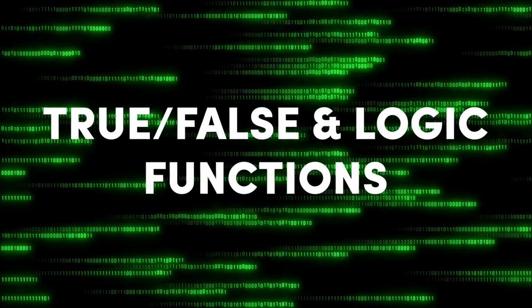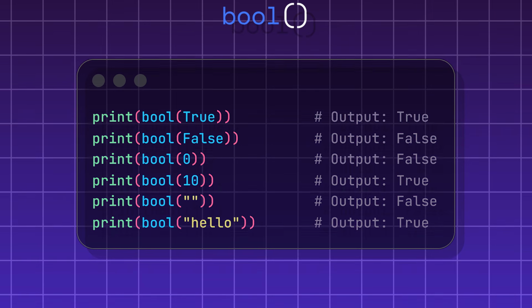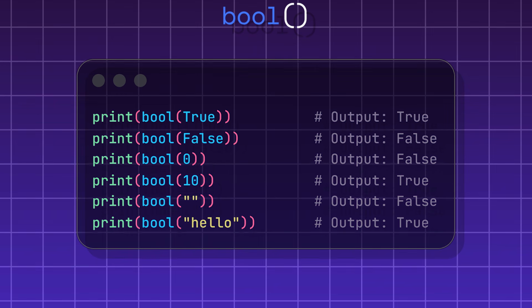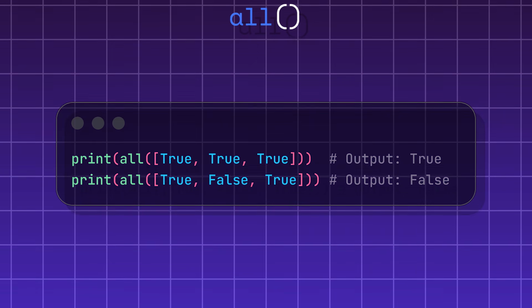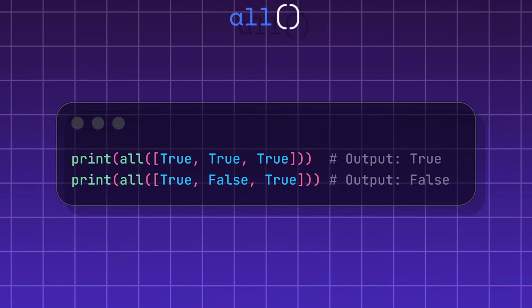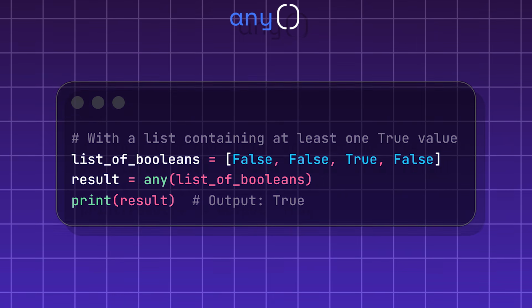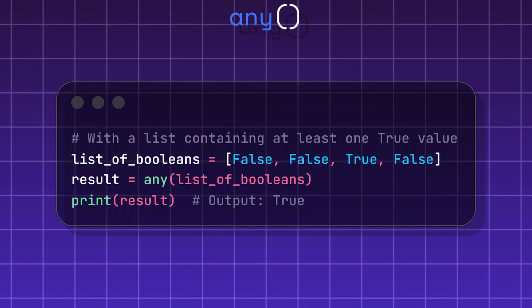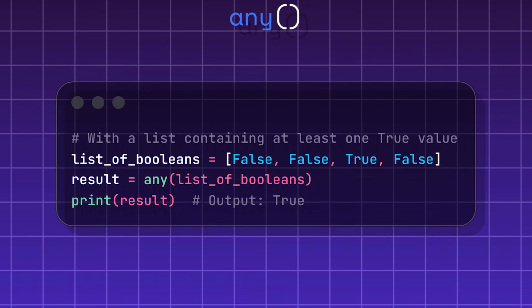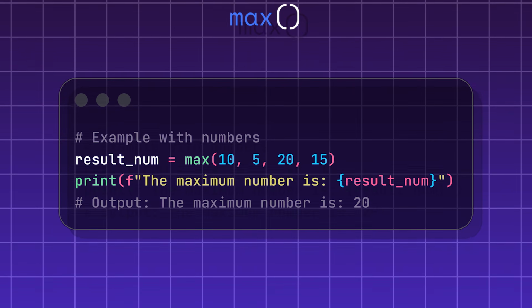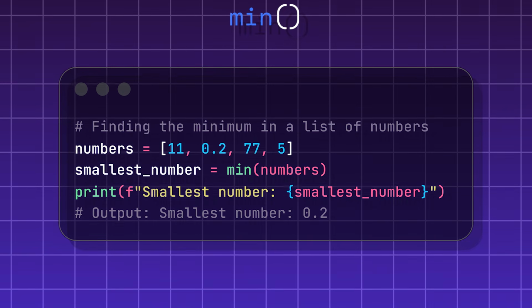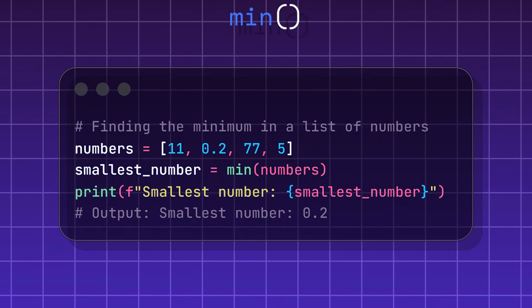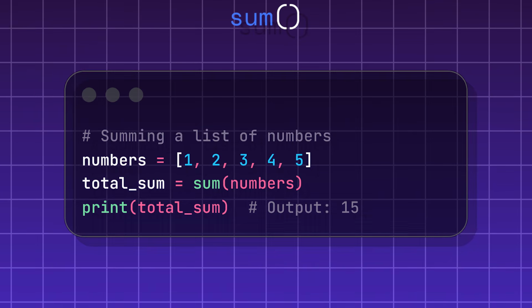True, false, and logic functions. Bool converts to true or false. It's named after the Boolean data type. All returns true if all the items in a list, tuple, set, or dictionary are true. Any returns true if any item in a list, tuple, set, or dictionary is true. Max finds the largest item in a list, tuple, set, or dictionary. Min finds the smallest item in a list, tuple, set, or dictionary. Sum adds up all numbers used as input.